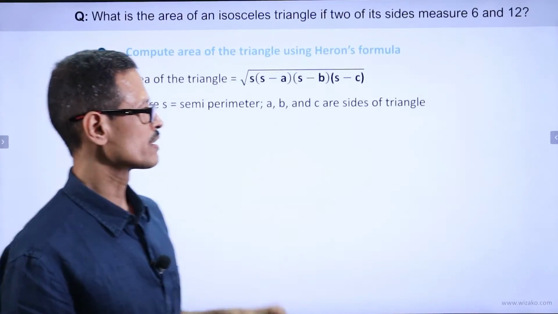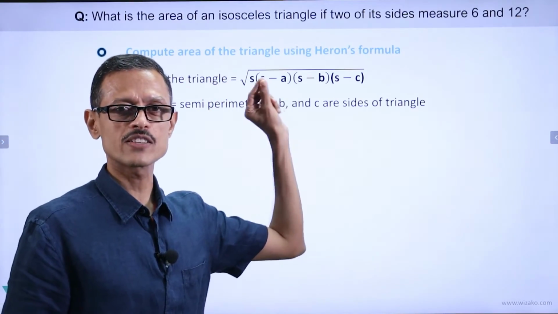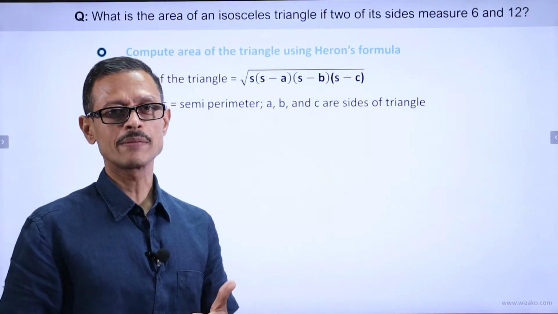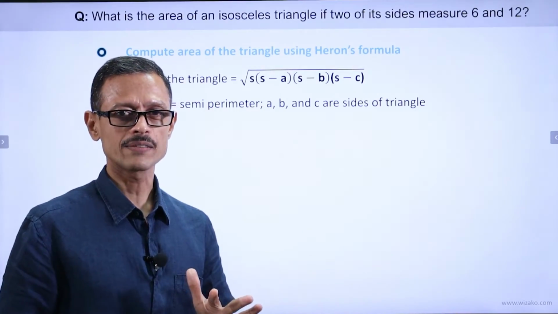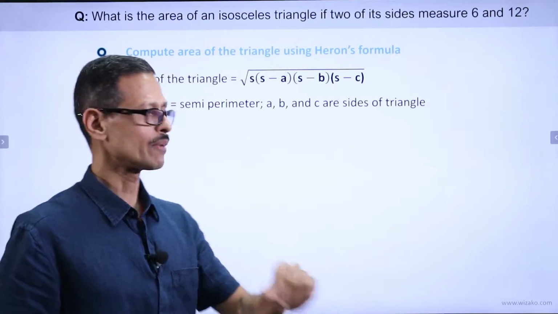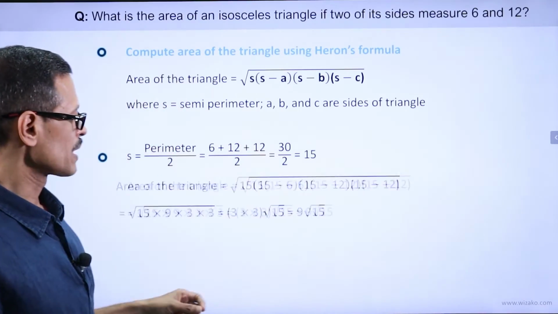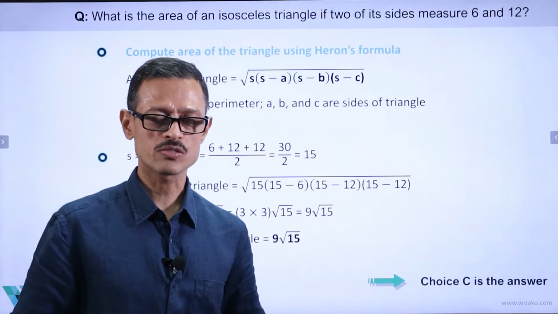Let's plug this into Heron's formula, which is area of the triangle is square root of S times (S minus A) times (S minus B) times (S minus C). What is S? S is the semi-perimeter, which is (A plus B plus C) by 2. What are A, B and C? The three sides of the triangle, which in our case are 6, 12 and 12. So compute the value of S, which is equal to 15. Plug it into the formula. Find the area to be equal to 9 root 15. Choice C is the answer to this question.